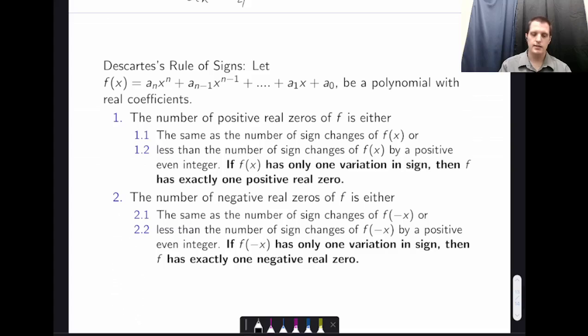Okay. Descartes' rule of signs. Let f of x be a polynomial. The number of positive real zeros of f is either the same as the number of sign changes of f of x, or less than the number of sign changes of f of x by a positive even integer: 0, 2, 4, 6. If f of x has one variation in sign, then f of x has exactly 1 zero.